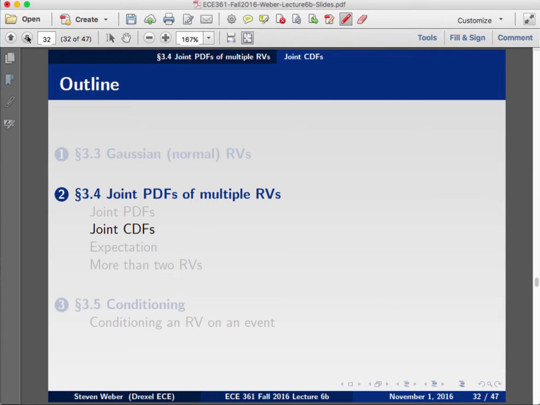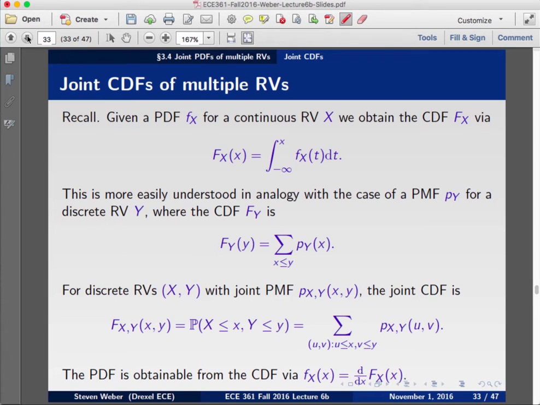Okay, let's move on to joint cumulative distribution functions. Let's recall that in the case of a single continuous random variable with probability density function little f, I can always obtain the CDF from that little f by integrating the PDF over all t between negative infinity and x, where x is the argument of the CDF, the value of interest.